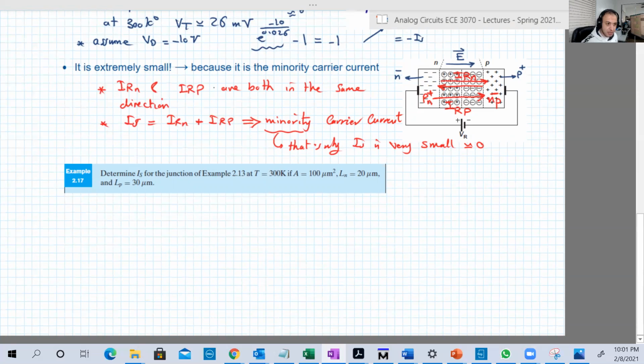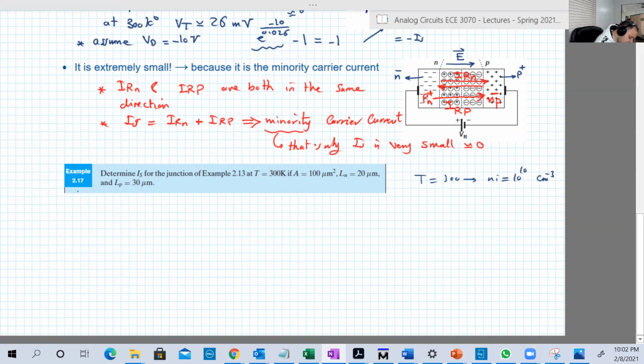So let's solve an example. This example is actually in the book, and it also refers to another example, as you read here, but I will summarize the situation for you. It basically asks to determine IS, the reverse saturation current, when T is 300 degrees Kelvin. So when T is 300 Kelvin, ni is equal to 10 to the power of 10 carriers per centimeter cubed.